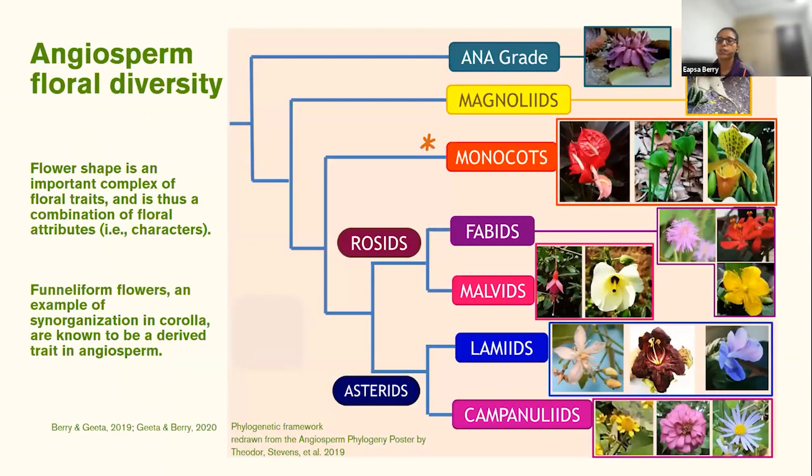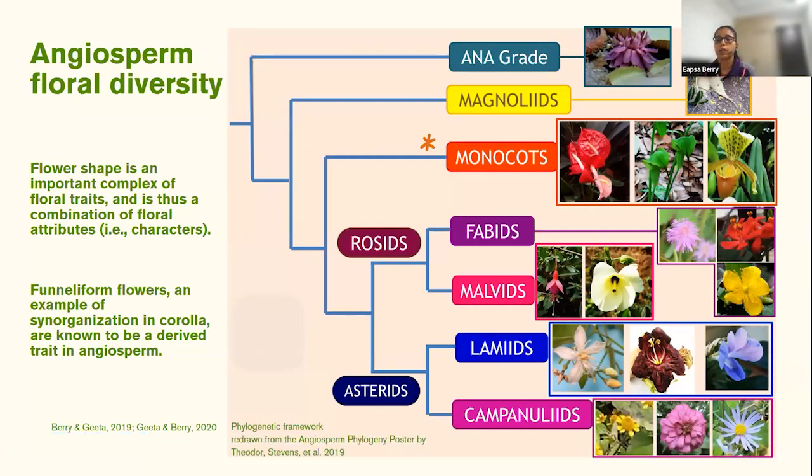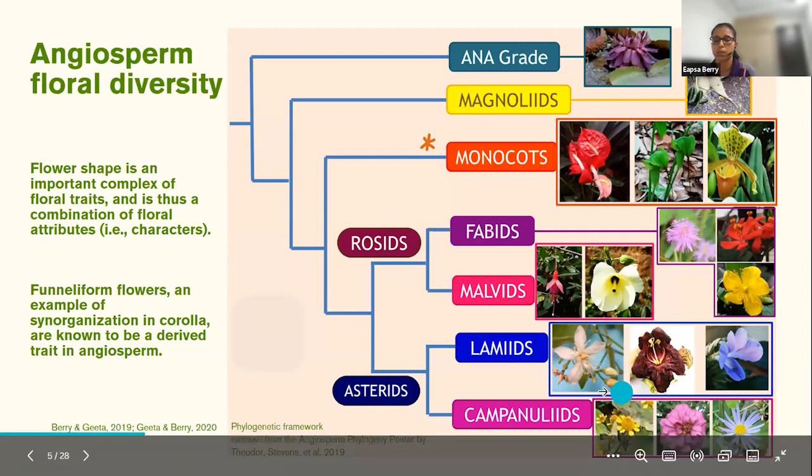So across the diversity of flowering plants, we have looked for funneliform flowers. Funneliform flowers are known to be a derived trait in angiosperms, and thus we would concentrate on this highly diverse clade of asterids, and Acanthaceae to be particular, and Ruellia, the genus within Acanthaceae, which falls under Lamiids.